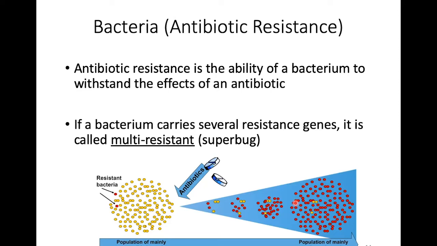And so this is a problem with the overprescription of antibiotics. We're actually speeding up the selection process where we are allowing the highly resistant mutations or resistant alleles to become the most abundant allele in the population. And so we have the potential there of creating that superbug.